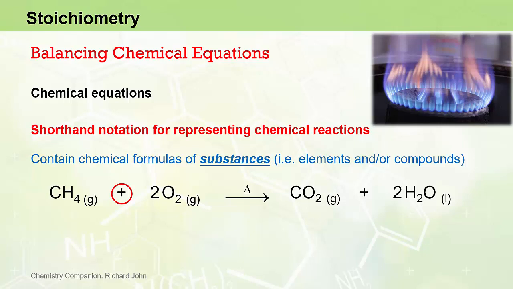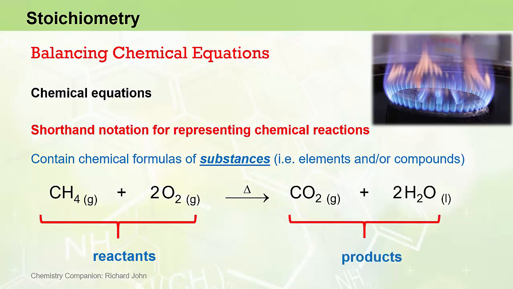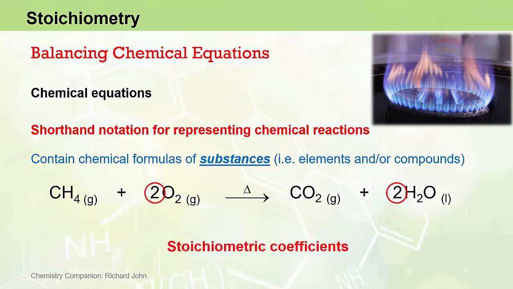The plus sign on the left-hand side of the chemical equation means reacts with, and the arrow means transforms to or produces. In this particular case, the arrow has a Greek capital delta on top of it, and that indicates that this particular reaction actually requires a little bit of heat to kickstart it. The substances on the left-hand side of the arrow are called the reactants, and the substances on the right-hand side are called the products.